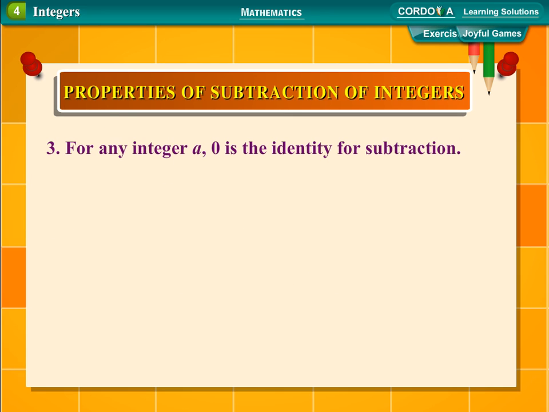For any integer a, 0 is the identity for subtraction. A minus 0 is equal to a. 0 minus a is not equal to a. For example, 7 minus 0 is equal to 7. 6 minus 0 is equal to 6.